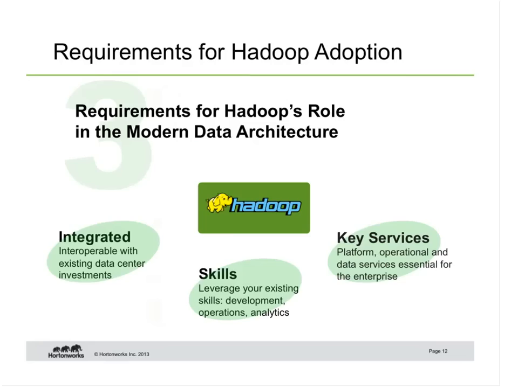We see 3 requirements around driving Hadoop adoption, which are defining Hadoop's role in the modern data architecture. The first is integrated: the technology must be deeply integrated with the other investments that have been made in the organization. It must enable you to leverage your existing skills, and it must provide the key services that are required to run Hadoop at scale. So let's look at each of those in turn.